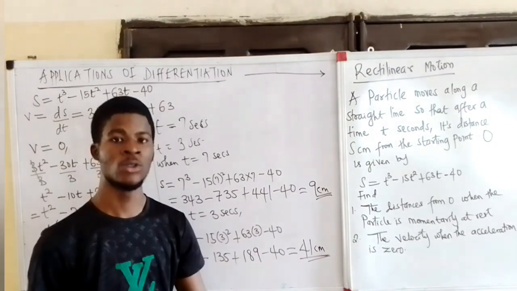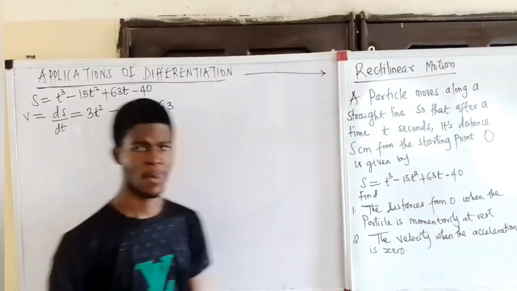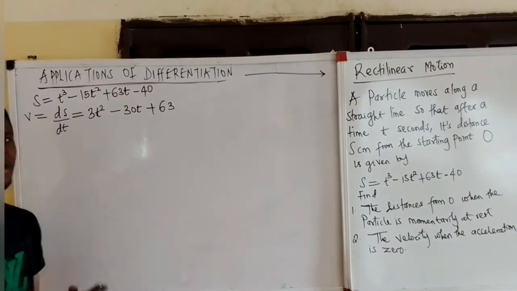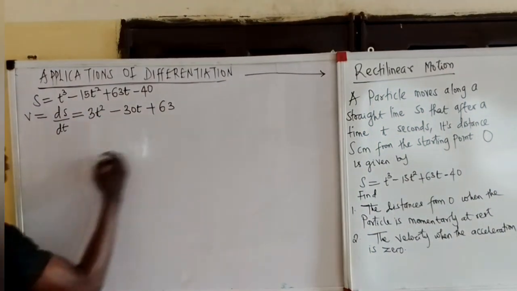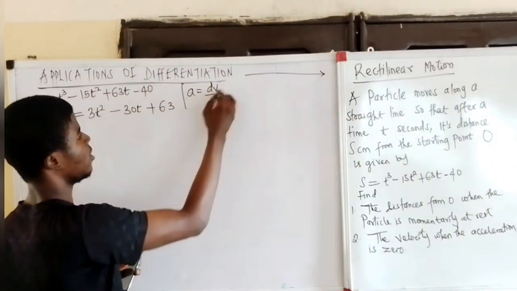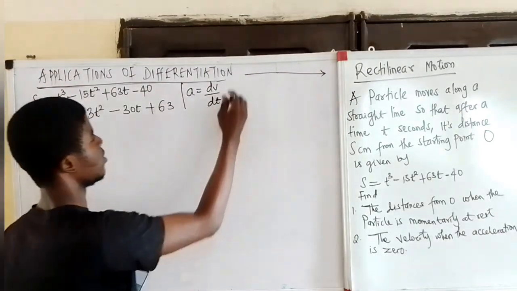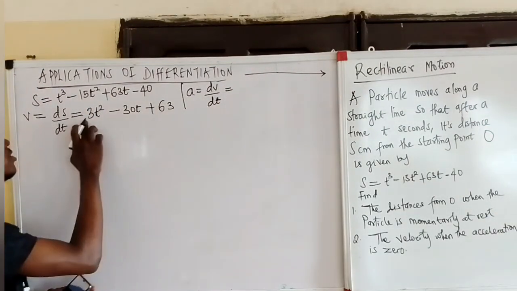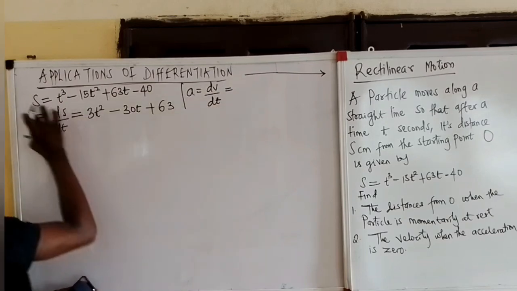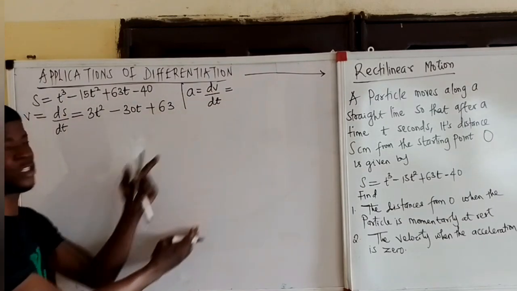Let's answer the second question: the velocity when the acceleration is 0. Let's get the acceleration first. Acceleration is change in velocity over time. That's dv/dt. And this is equal to, we are going to differentiate this to get dv/dt. This is v. So differentiating it gives us dv/dt, which is equal to the acceleration.